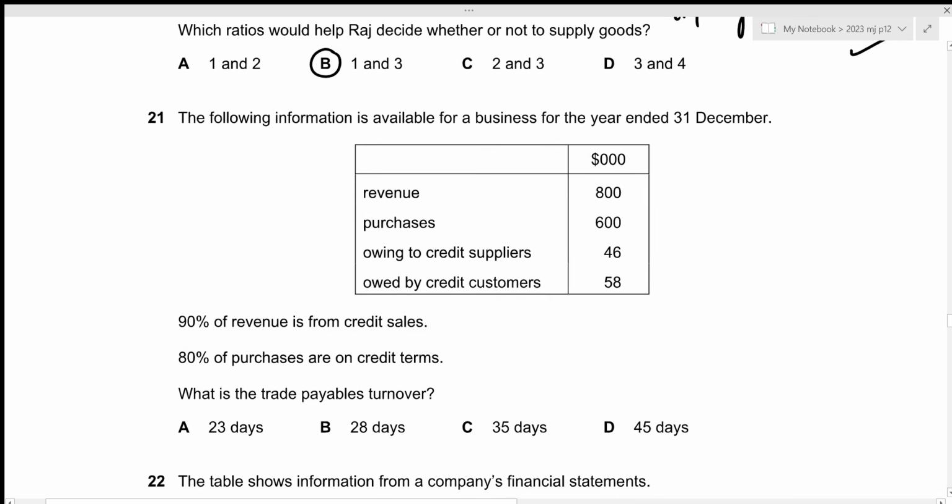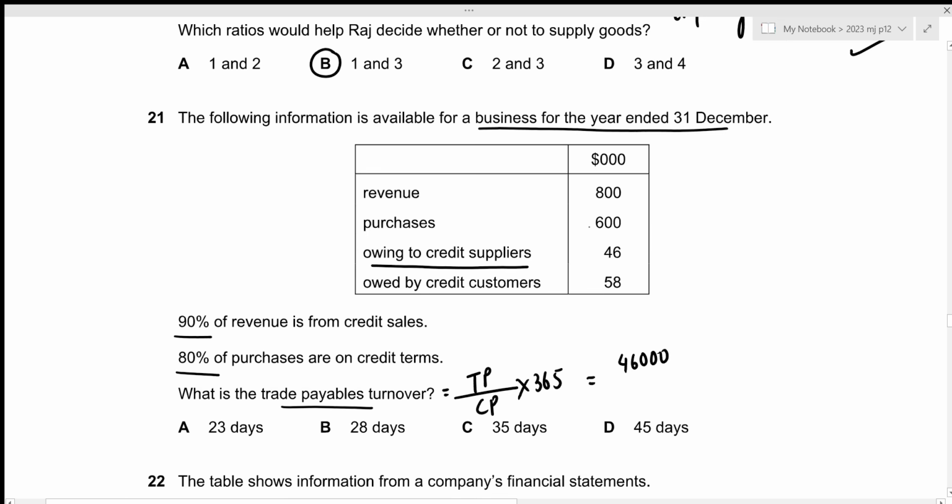The following information is available for a business for the year ended 31st December. Okay, 90% of revenue is from credit sales. 80% of purchases are on credit terms. We need to figure out the trade payables turnover. So the formula is just going to be our trade payables divided by the credit purchases times 365 days. Okay, so trade payables is just the amount that we owe towards our credit suppliers. So that's 46,000.